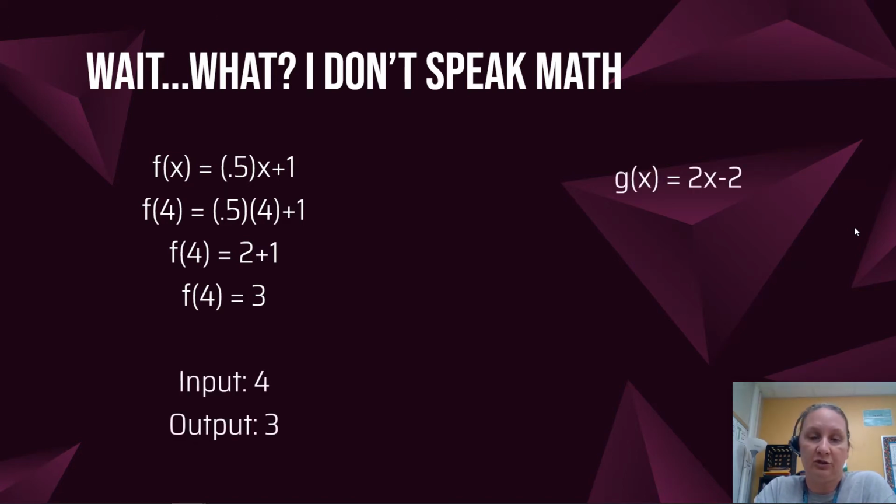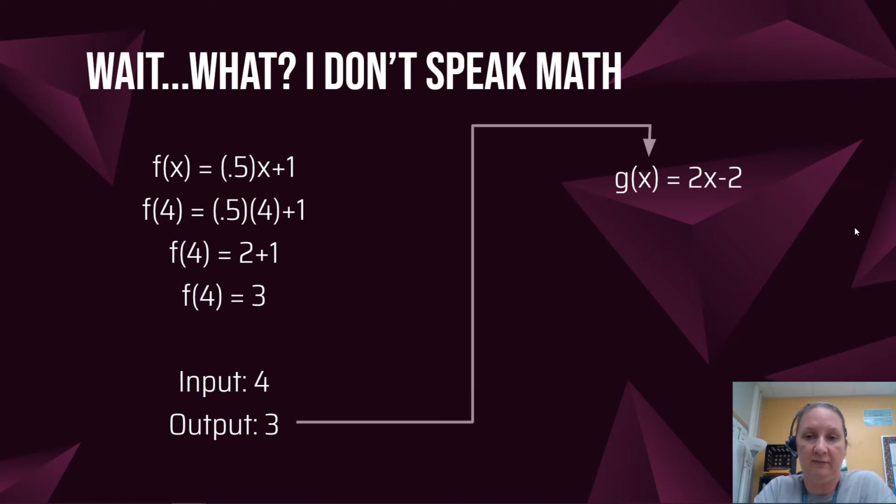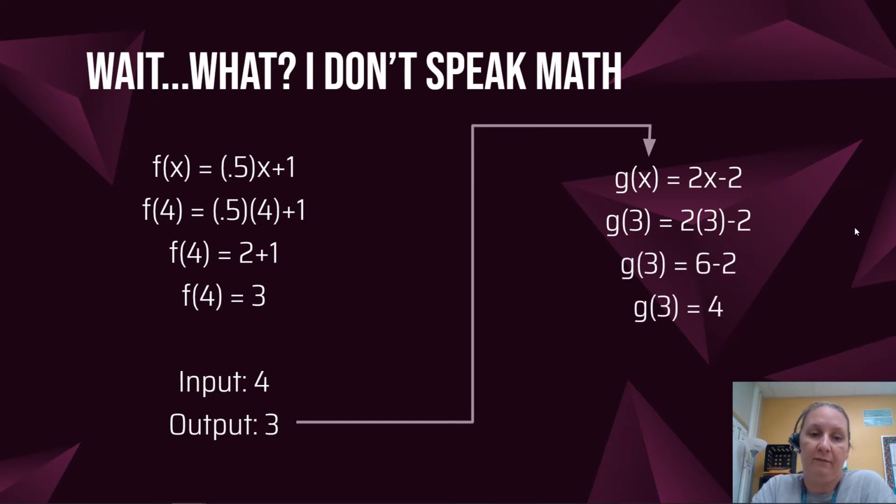Our g of x is 2 times x minus 2. We put 3 into the g of x where x is, so 2 times 3 minus 2. And when we solve, we get back 4. So that means f of x is the inverse of g of x and vice versa. So our input was 3, our output's 4. Okay.